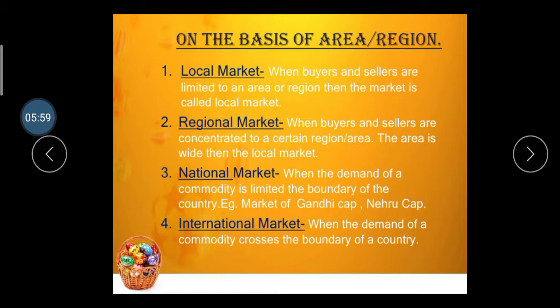Then the national market is when the demand for a commodity is limited to the boundary of the country. For example, the markets at Gandhi Cape and Nehru Cape always consider the demand in India only, right? So this is called the national market. Then the international market is where the demand for the commodities crosses the boundary of the country. So it's called the international market.